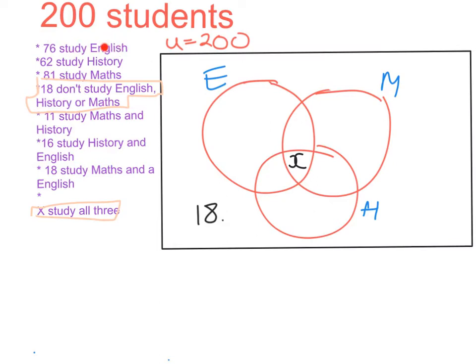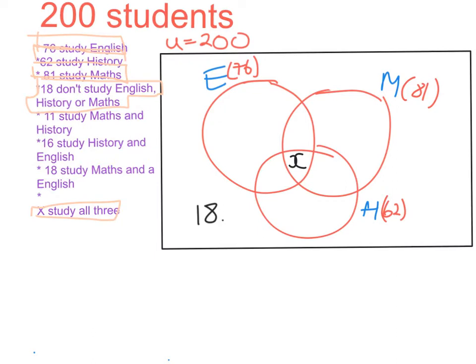Here I'm told that 76 study English, which means my English circle should have 76 people in it. I don't know how many goes into what bracket, but I'm going to write 76 in brackets here so that I'll know that at the end I should have 76 people in here. And here I should have maths, I should have 81. So I'm going to just mark those off. So that's the 81 gone, that's the 76 gone, and the last one is just the history, which has a total of 62 people.